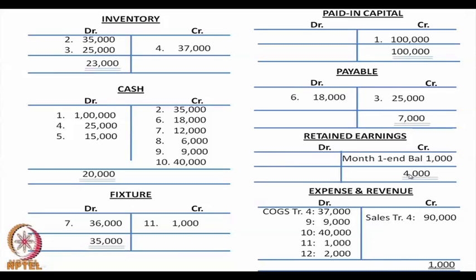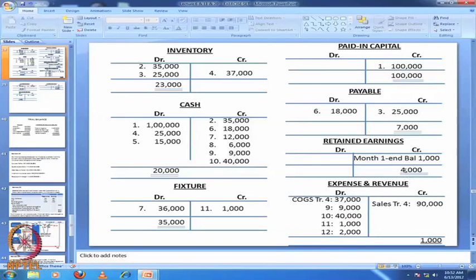and here there is something to see. There is a mistake here, this has to be 1,000.